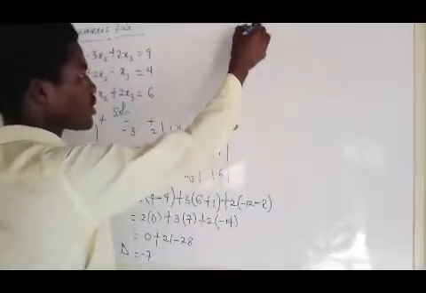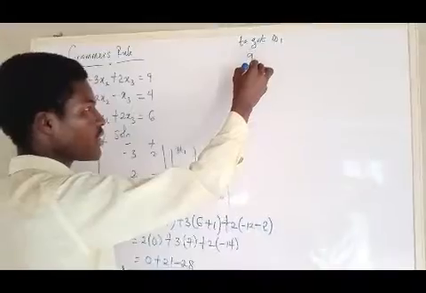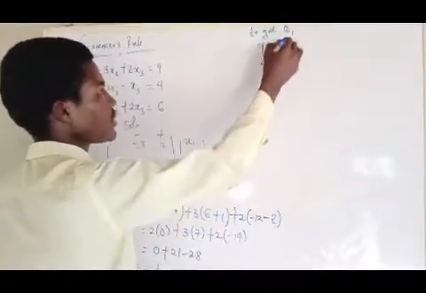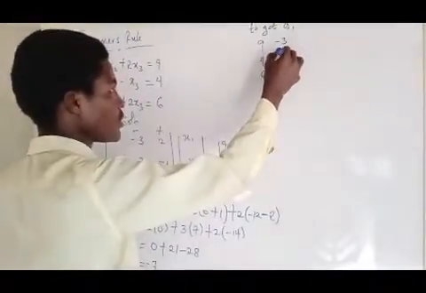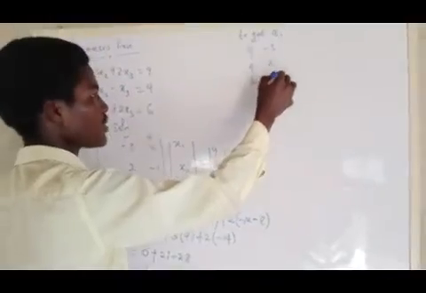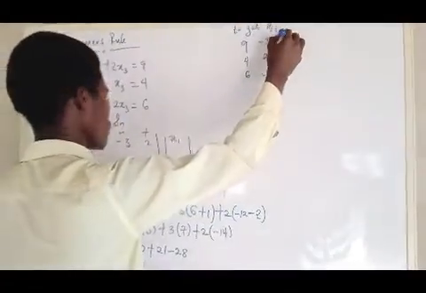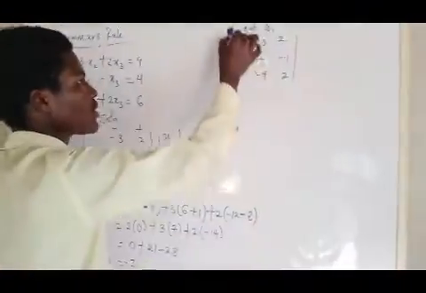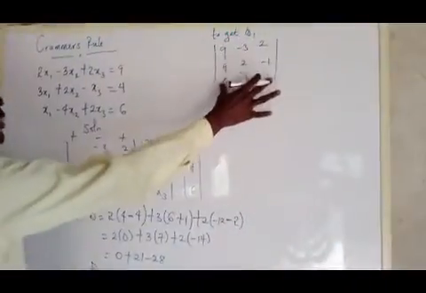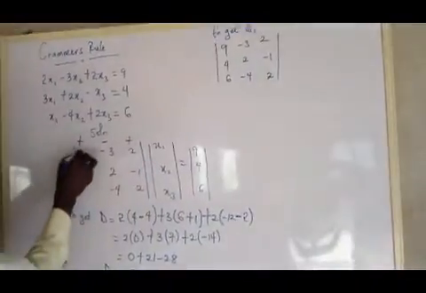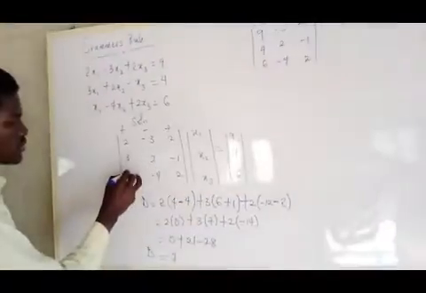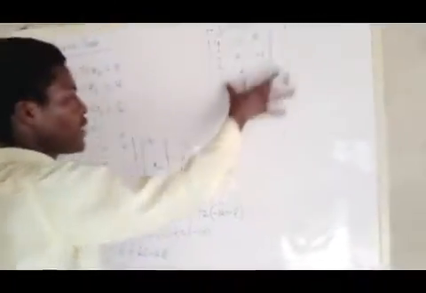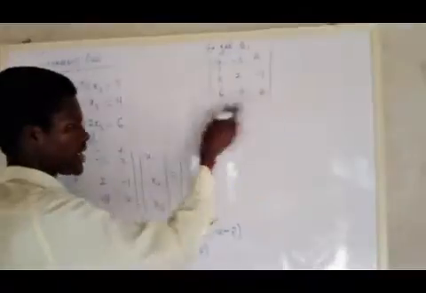So that means our matrix will now become 9, 4, 6, minus 3, 2, minus 4, 2, minus 1, 2. Alright, so we are going to get the determinant of this particular side also. So let me replace this as 2, 3, 1. So we are going to get the determinant of this particular side again.